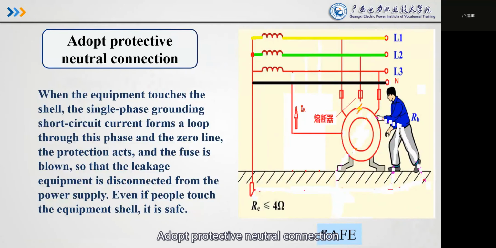Adopt protective neutral connection. When the equipment touches the shell, the single-phase grounded short circuit current forms a loop through this phase and the zero line. The protection acts and the fuse blows, so that the leaking equipment is disconnected from the power supply. Even if people touch the equipment shell, it is safe.